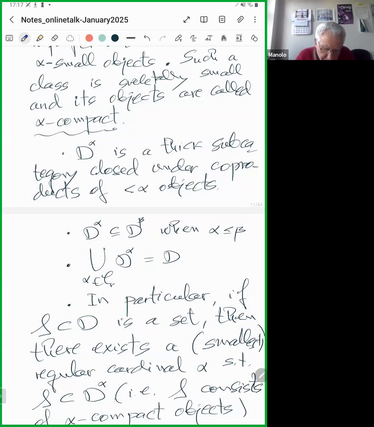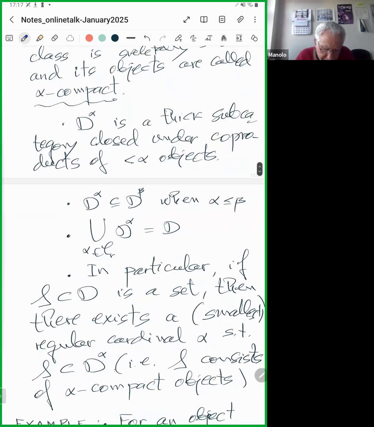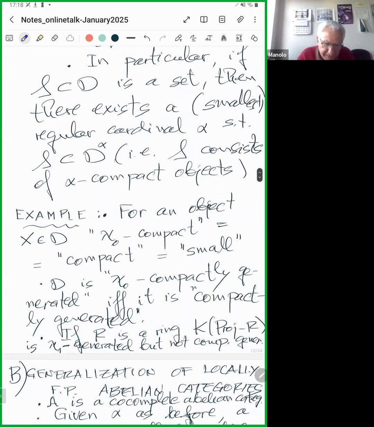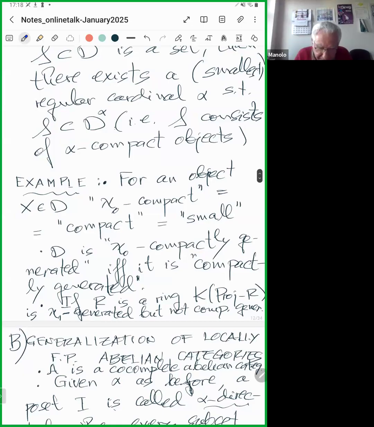In particular, a consequence of this last equality is that if you have a set S included in D, then there exists a smallest regular cardinal alpha such that S consists of alpha compact objects. So, as an example, for an object X, Aleph 0 compact is the same as compact and is the same as small, meaning that the covariant Hom preserves coproducts. Aleph 0 compactly generated is equivalent to saying that it is compactly generated.